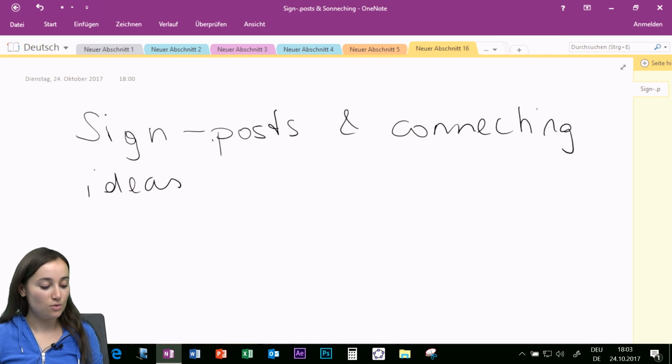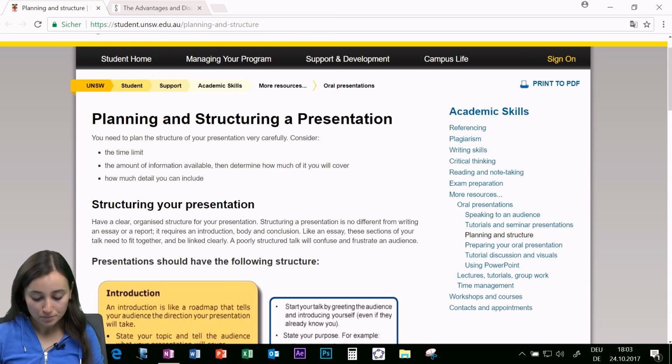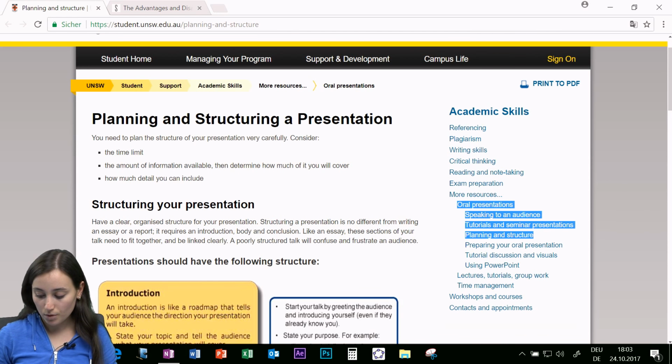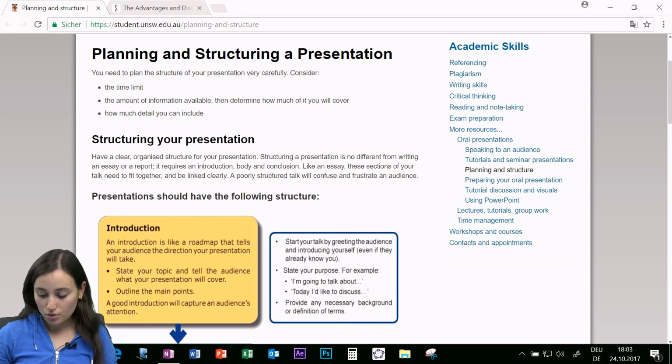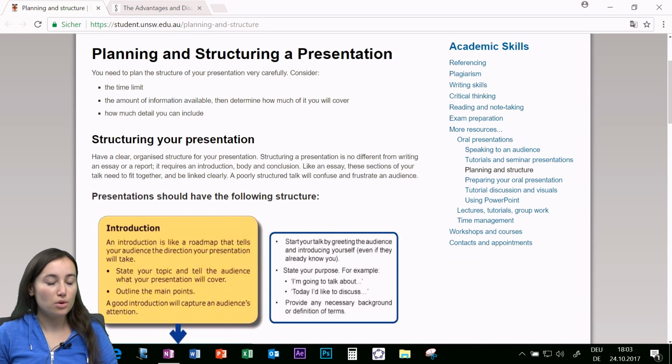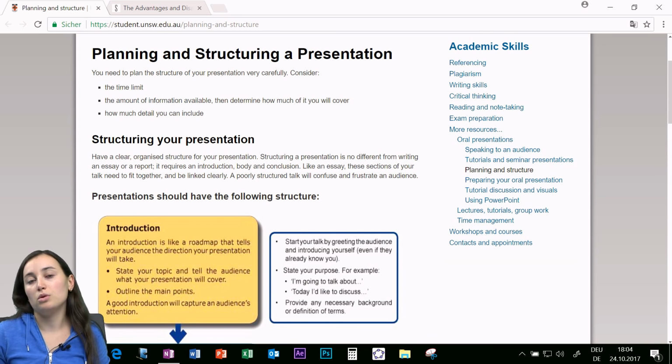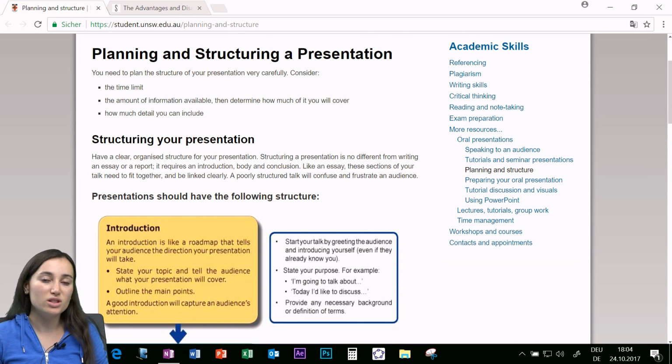So I wrote the heading down, signposts and connecting ideas. First, as I mentioned, I would like to start by showing you how to give a proper presentation, because when you're talking in your A-levels you have two presentations, and one will be kind of a monologue and the other one will be a little bit more of a discussion, but anyway you have to talk to your audience.